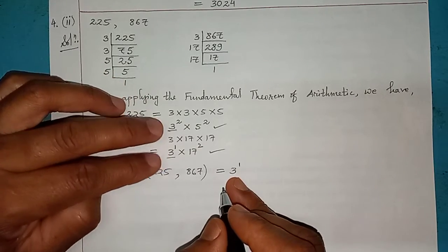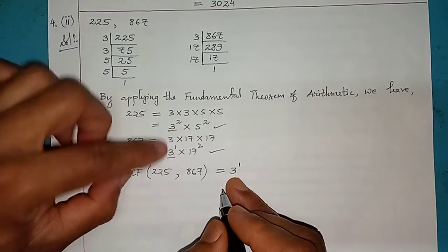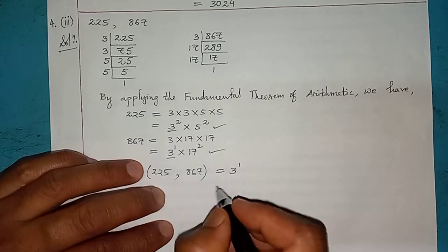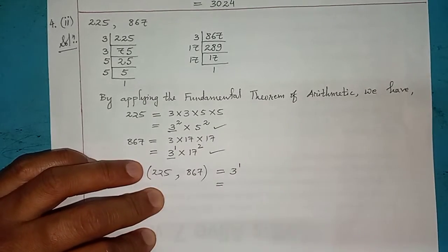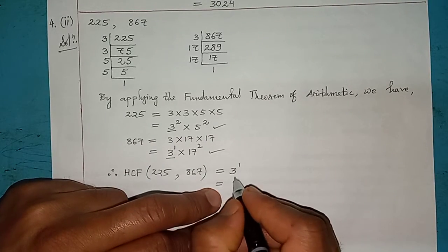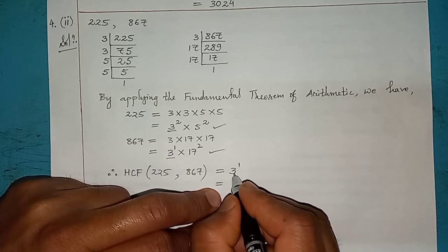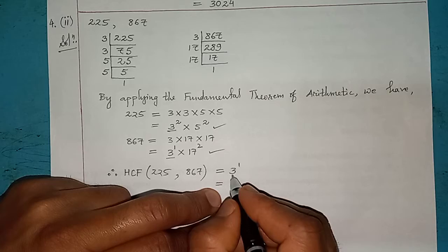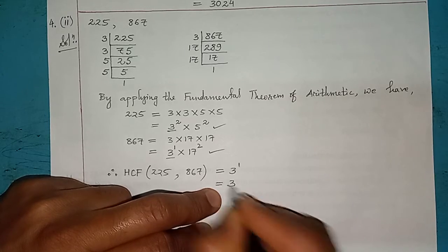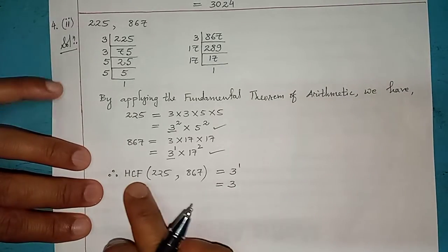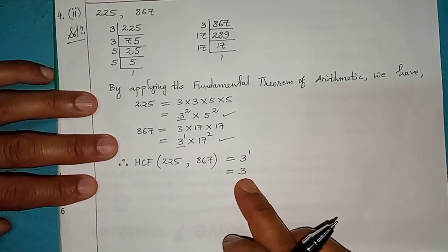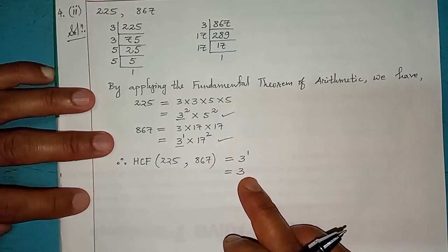In this particular sum, 3 is the only common prime factor, written with the lowest power, that is 1, and there's nothing other, so we'll leave it like this. But to get the final answer, we'll remove this power 1. Had this been power square, 3 square means 3 into 3, 9. In power 3, it's 3 into 3 three times. But 3 is the power what? 3 is only one time. That means the HCF, the highest common factor of these two given positive integers, is only 3. This is the HCF.